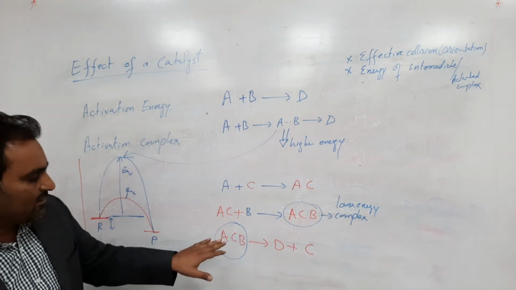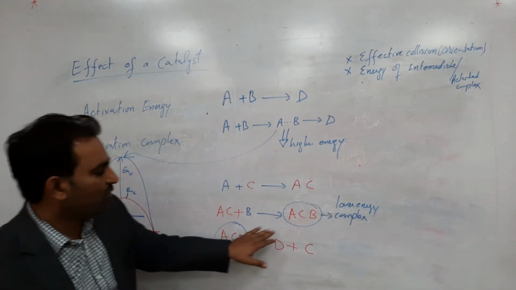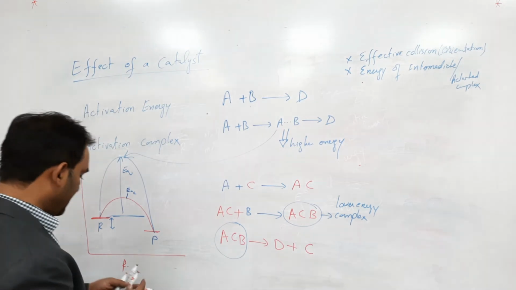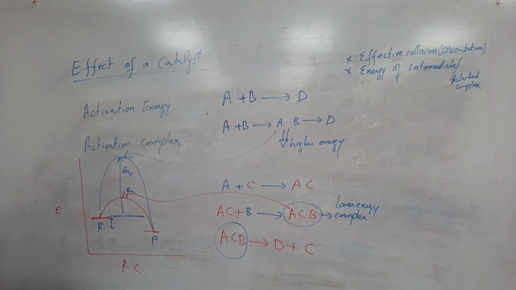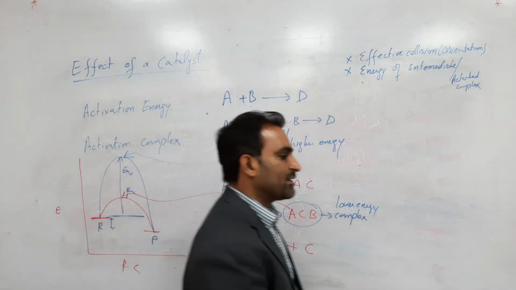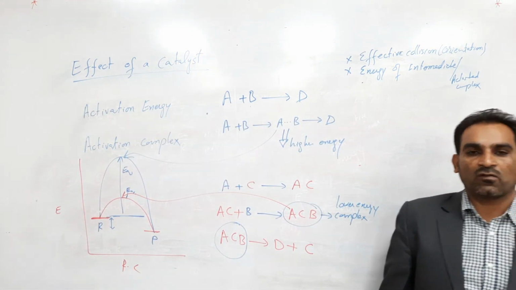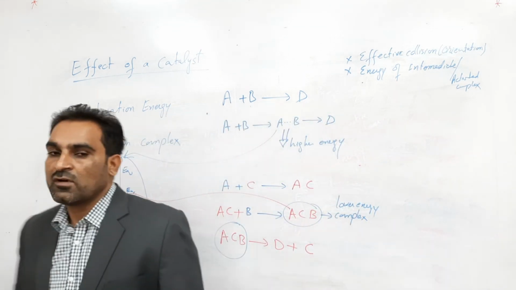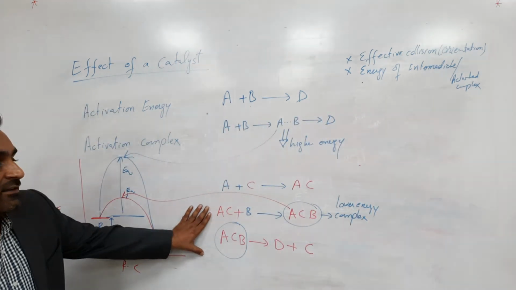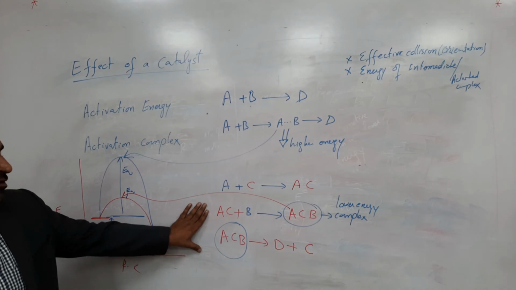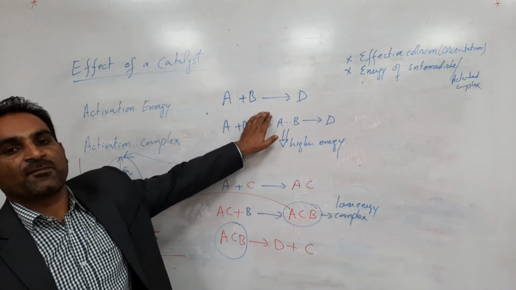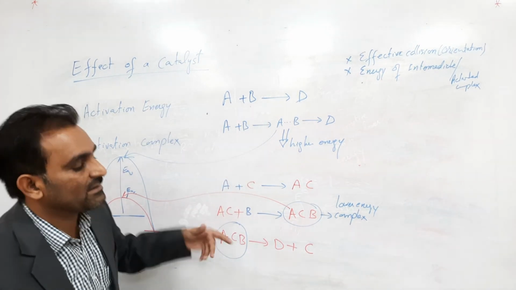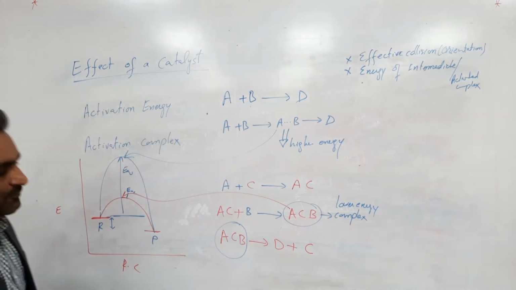So by using a catalyst, it gives you a complex or intermediate with lower energy, that is this one. So this is actually an alternative path, which has lower energy as compared to this path, so that the catalyst increases the rate of a reaction.